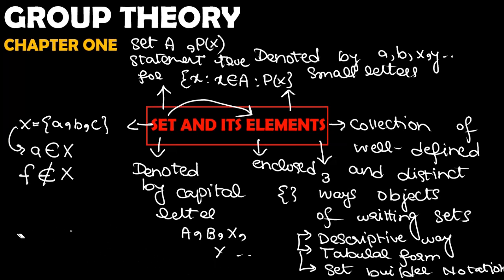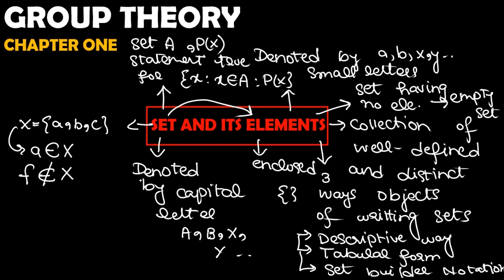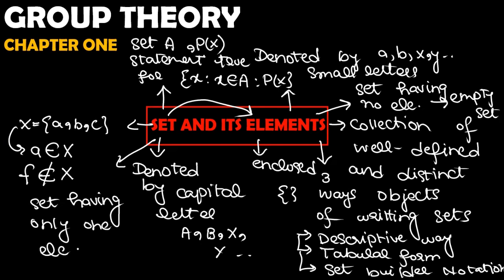So this is the most essential, but I am missing something, which is this. If a set has no element, it is called an empty set. If we have a set having only one element, then it is called a singleton set.